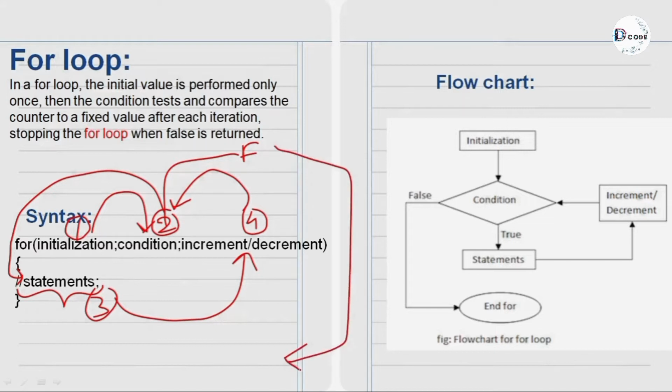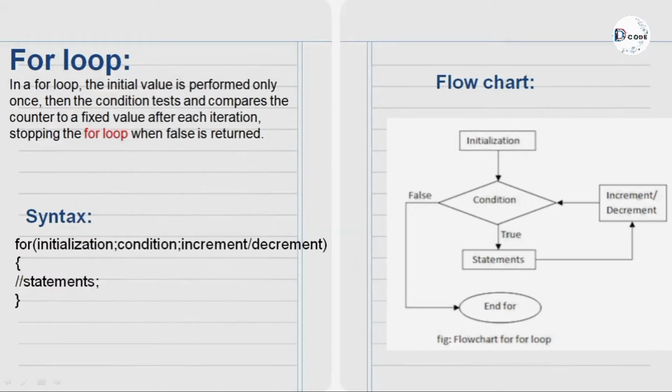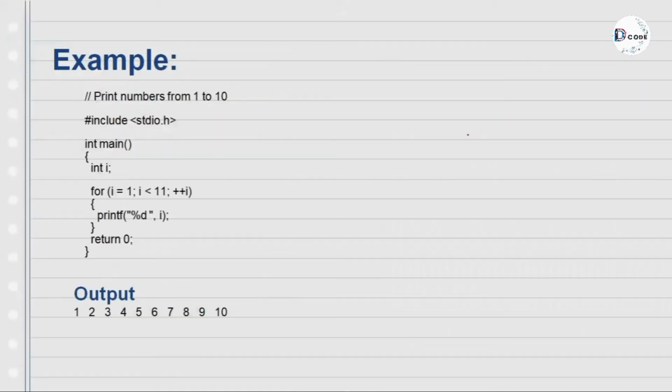Just take a look at the flowchart. Now, let us understand with the help of an example. This is a program to print numbers from 1 to 10. Here, initially I is initialized to 1. After that, the control goes and checks the condition. Since I is 1, which is less than 11, the control moves into the loop and executes this. So hence 1 is printed.